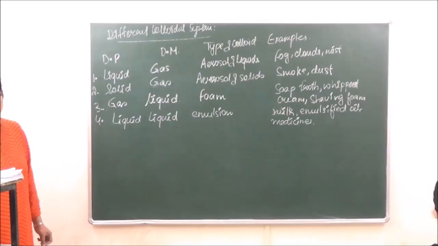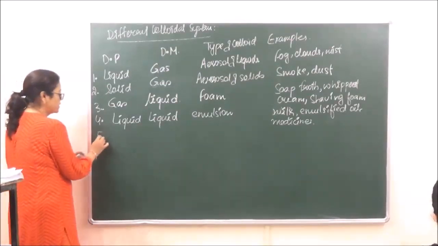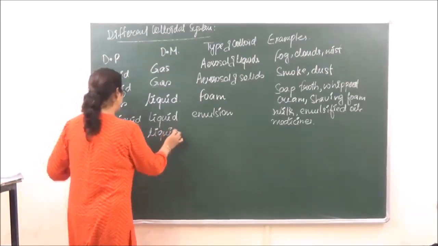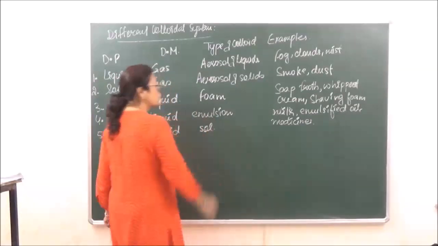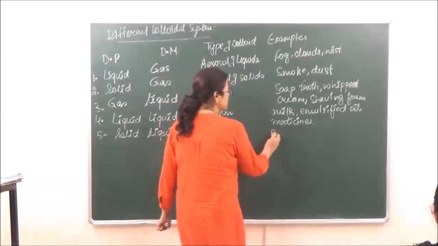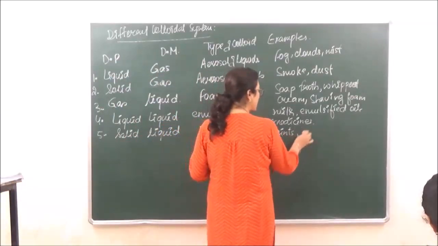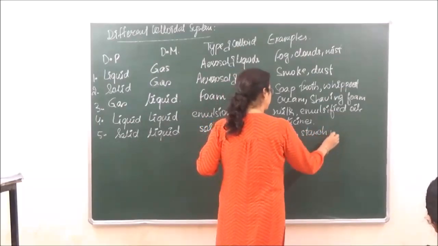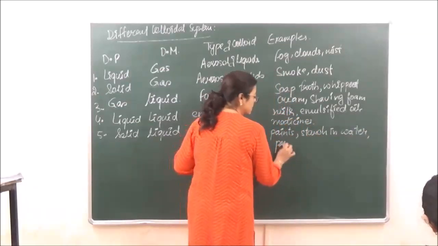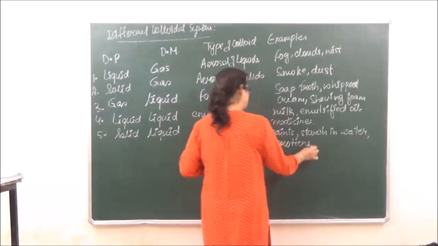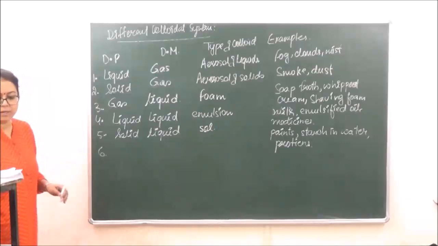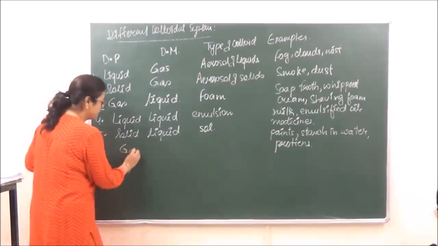Okay? Then after that we have solid in liquid. Solid in liquid is known as a sol. Examples of sol are paints, starch in water, and also proteins. Okay? Then the next one, sixth, we are going to take is gas in solid.